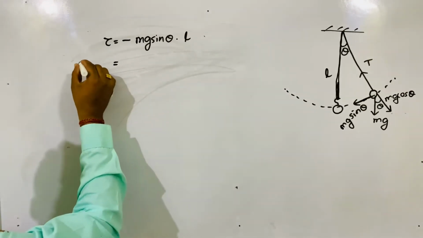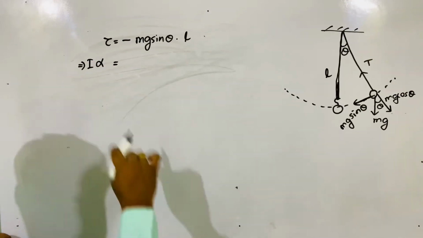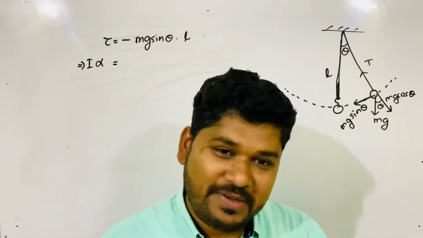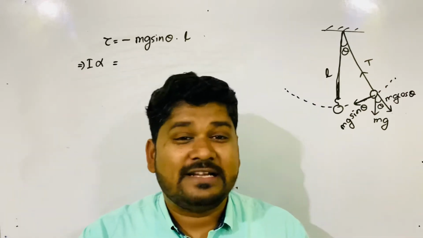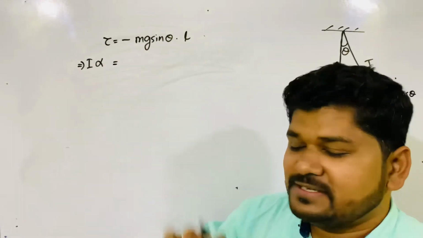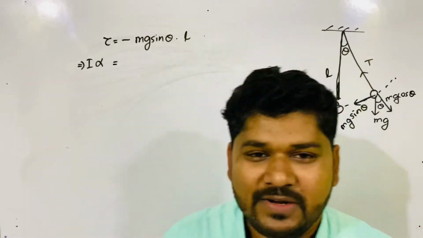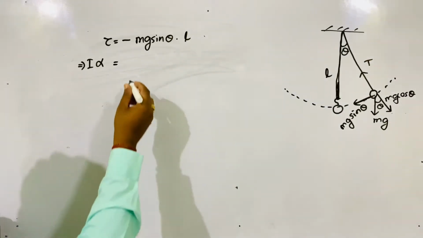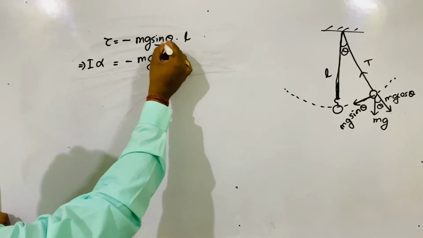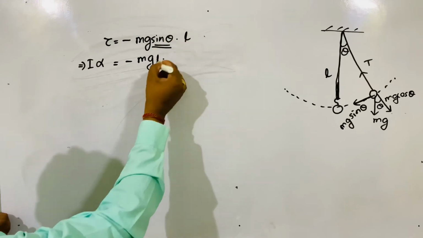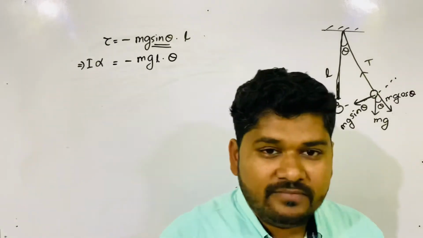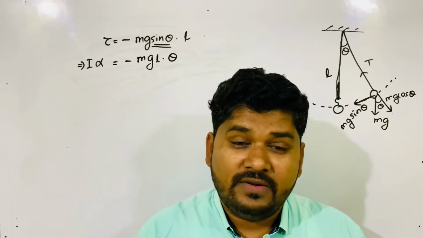So here in place of tau, what will I write? I alpha. From where did I get it? You know F is equal to ma. In place of F, tau; in place of mass, moment of inertia; in place of a, angular acceleration. You know this, tau equals I alpha. Then minus mg L sin theta, but here I wrote theta in place of sin theta. How can I do that?